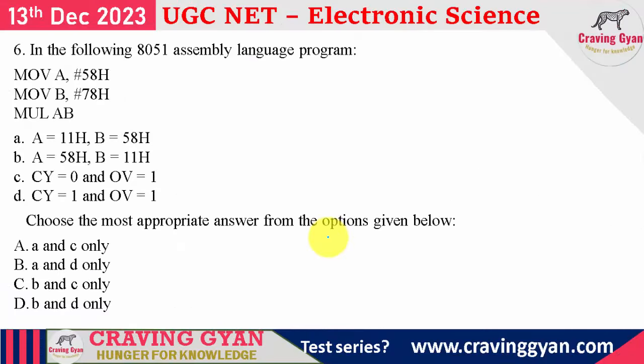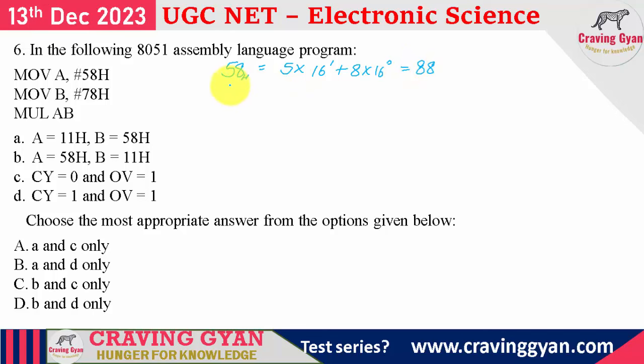In the sixth question, what they have mentioned is, in the following 8051 assembly level language program, they have given the instruction MOV A, 58H. So this 58 in hexadecimal is equal to dash in decimal. So it is 5 into 16 power 1 plus 8 into 16 power 0. What is 16 times 5? It is 80. 80 plus 8 is how much? 88 you are going to get.